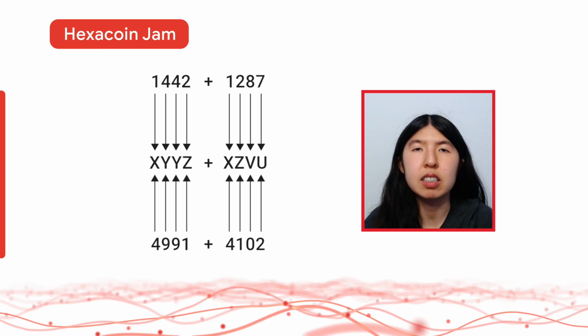How many permutations are there that do that? Well, there's 5 digits that we need to fix, and every other digit can be anything we want, so there are 11 factorial different permutations that map 4991 plus 4102 to 1442 plus 1287. Okay, that's really neat. So we can use this to solve our problem in 2 steps.